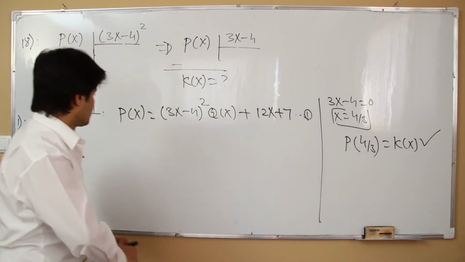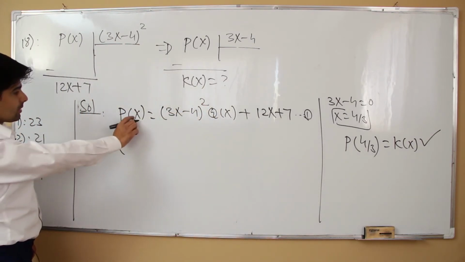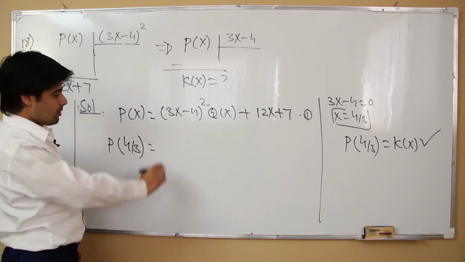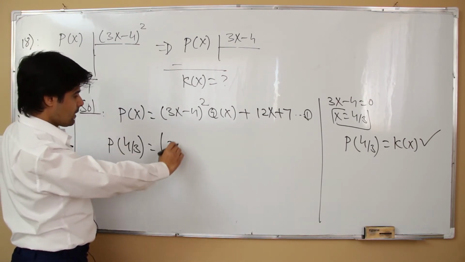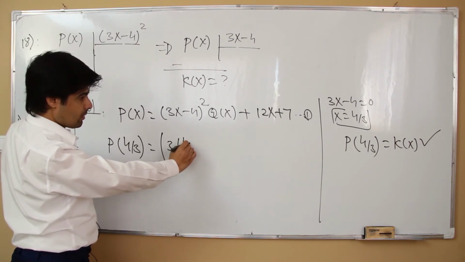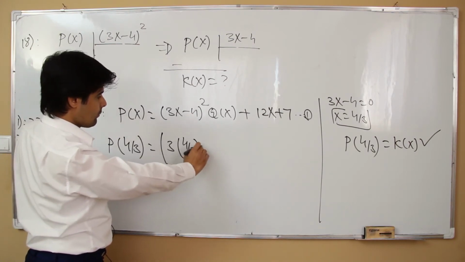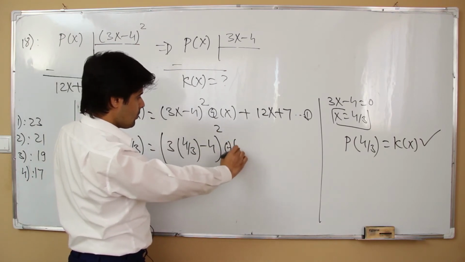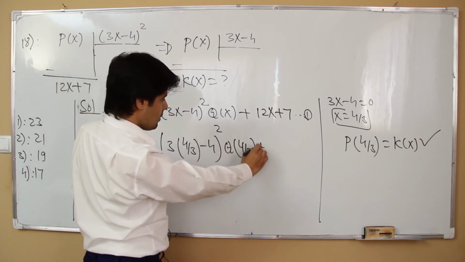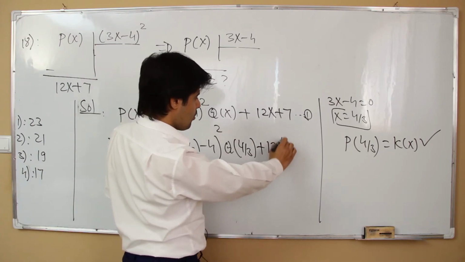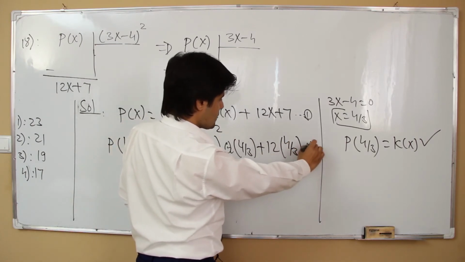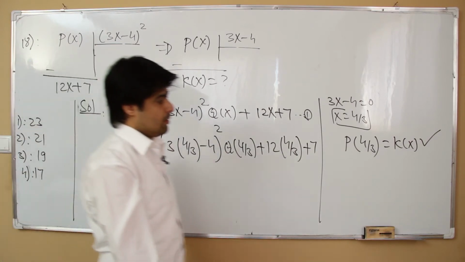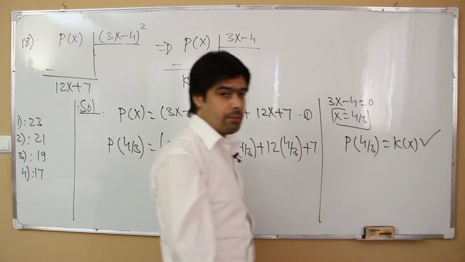Am I right? Yes. So p of 4 divided by 3 is equal to 3 times (4 divided by 3 minus 4) whole raised to the power 2, times q of 4 divided by 3, plus 12 times 4 divided by 3, plus 7. Is this p of 4 divided by 3 the remainder? Yes.